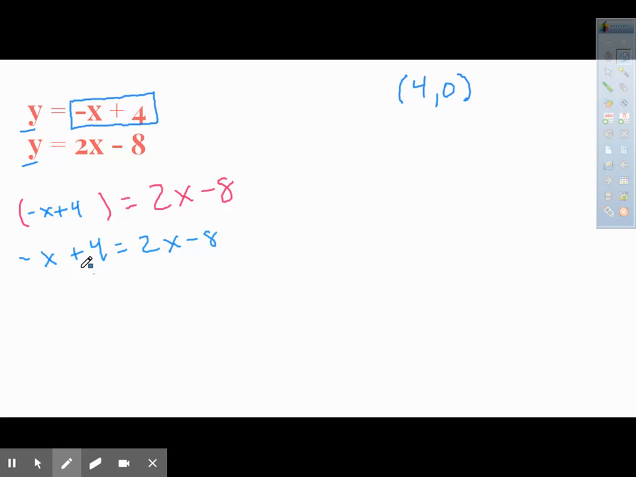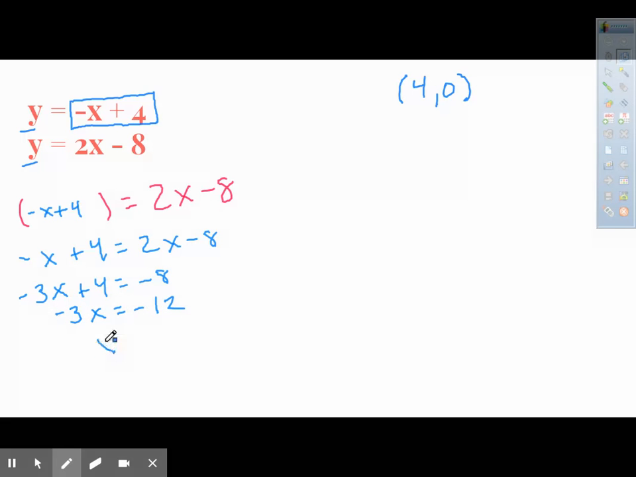Subtract 2x, you get negative 3x plus 4 equals negative 8. Subtract 4, negative 3x equals negative 12. Divide by negative 3, you get x equals positive 4. Plug it in, y equals negative 4 plus 4, which is 0. So my answer would be 4 comma 0.